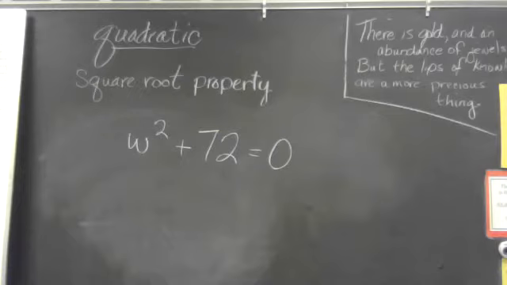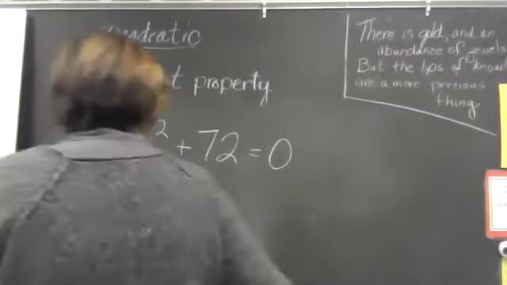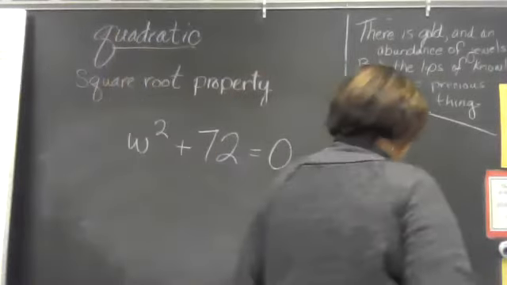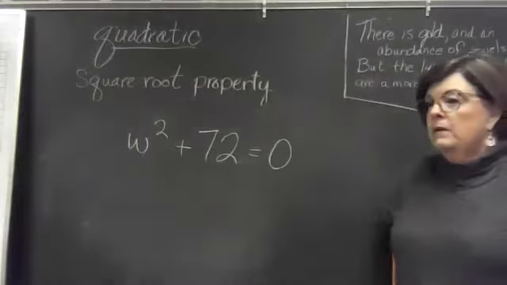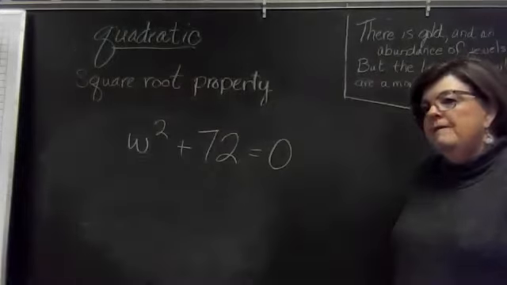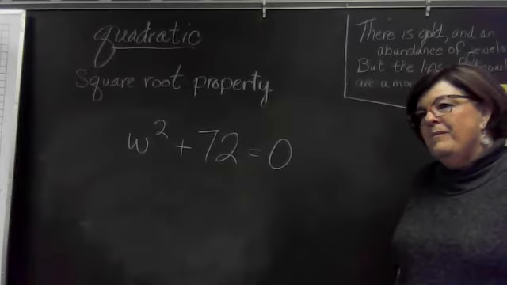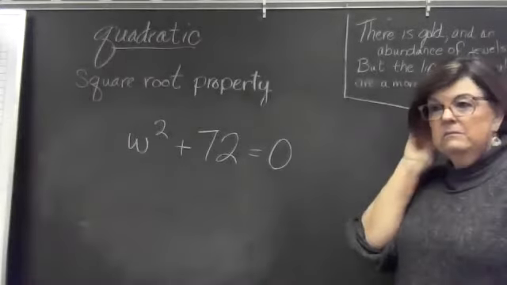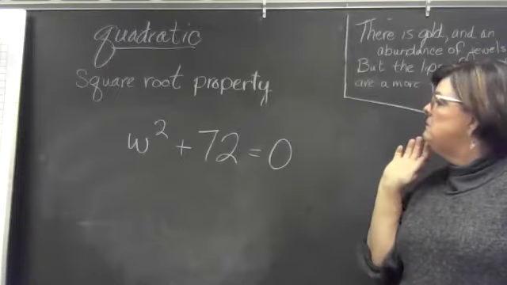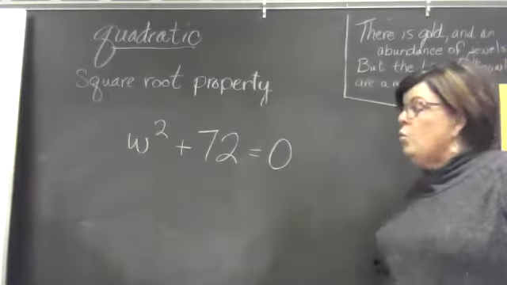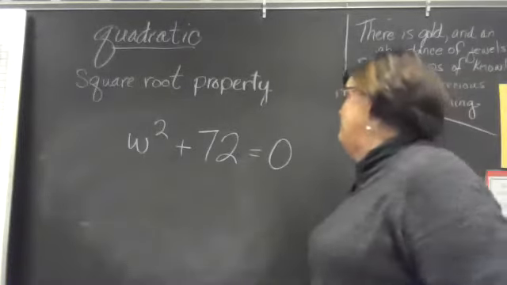I'll explain the answers. So did anybody get a solution yet without looking at the back? This is going to be W squared equals negative 72. So what does W equal?